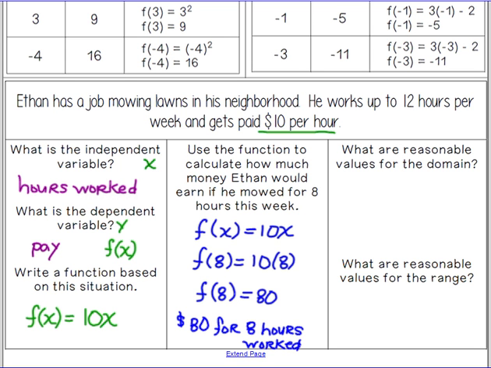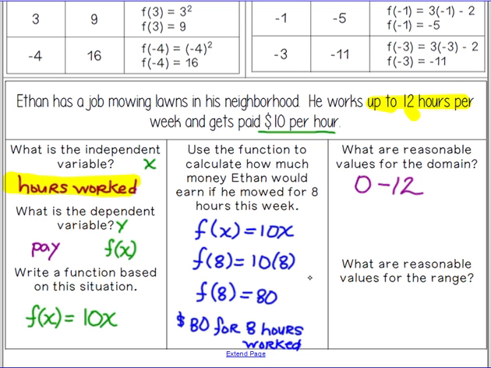So then the last part asks, what are reasonable values for the domain? So if we go back and recognize that our domain is our independent variable, so remember our x values are the domain, and that's our hours worked. Well, it gives us some restrictions about how much he works, and so it tells us that he works up to 12 hours per week. So we know that that's the maximum value. So our domain then can be 0 hours. He may not work at all, so 0 hours up to 12. So our domain could be 0 to 12, and anywhere in the middle would work as well.